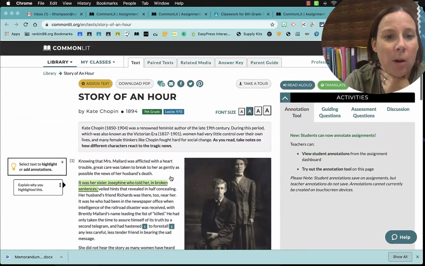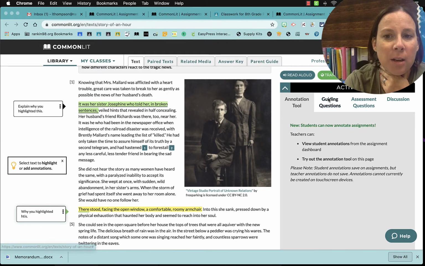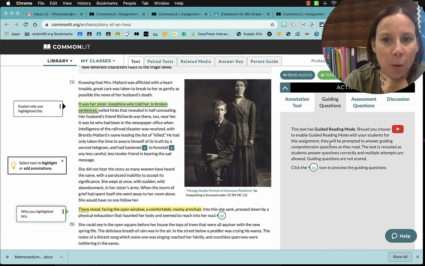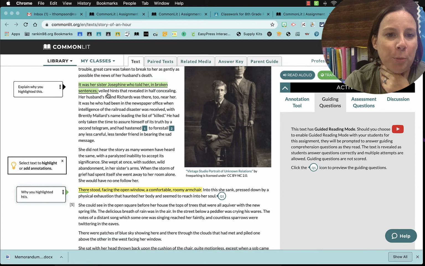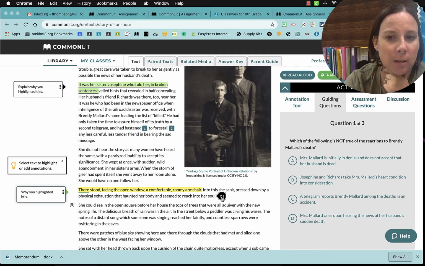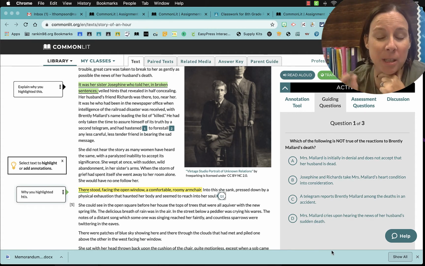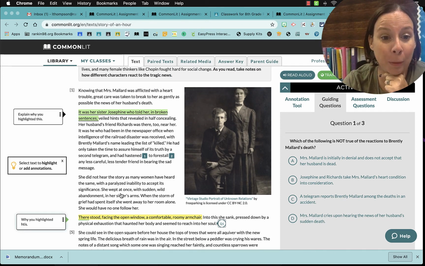Now I am going to warn you that I did turn on these guiding questions, which basically means that it's only going to let you read so far until you get this guiding question right. One reason is because I'm not there. So it's only going to allow you to read through here, question number 1, and then you're going to have to answer this question correctly. And then I find out how many times it took you to answer that question correctly. You can go back and reread this to find the answer, okay? So don't just guess, okay?